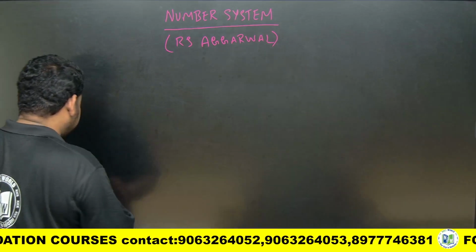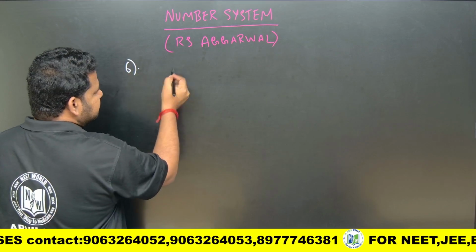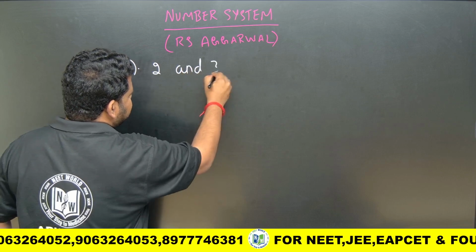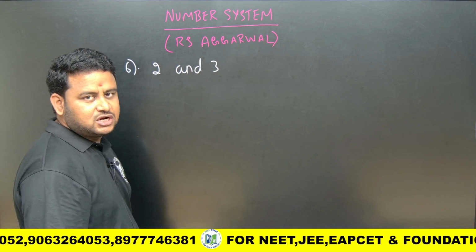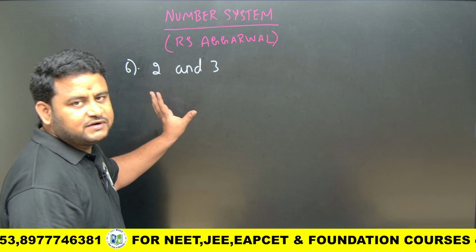The 6th question is asking us to find 6 rational numbers between 2 and 3. Between 2 and 3, they are asking us to find 6 rational numbers. How many rational numbers? 6 rational numbers. Okay, 6 rational numbers are to be found between 2 and 3.